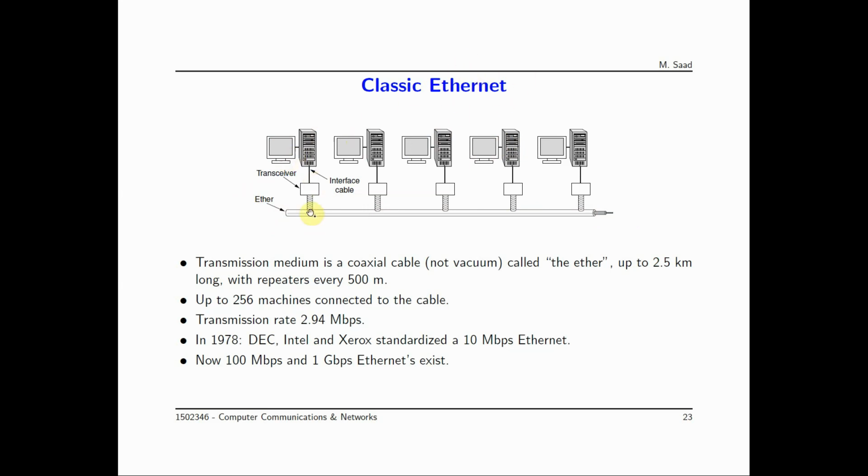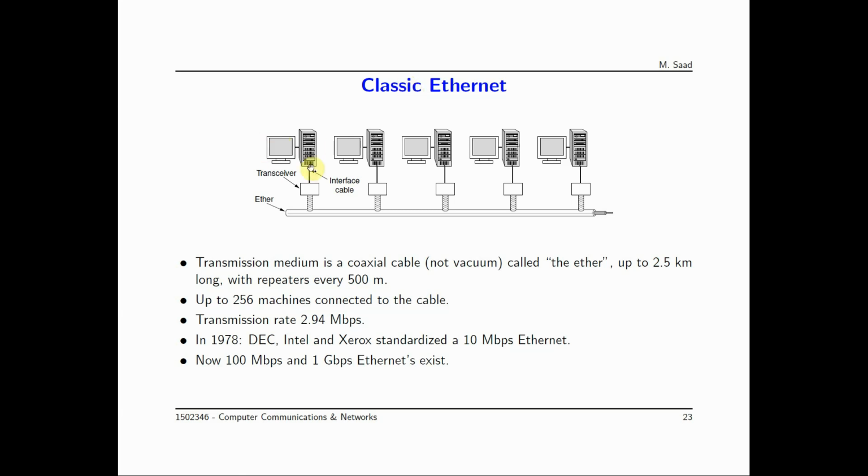All stations are connected to the same cable, to the ether, using transceivers. A transceiver is a transmitter and receiver pair, and this allows the computer or station to send and receive frames. Since the cable is common, if any computer transmits, that transmission is detected or successfully received by all other stations connected to the cable or connected to the Ethernet. Also, if two stations send at the same time, we get a collision and both transmissions will not be successful.